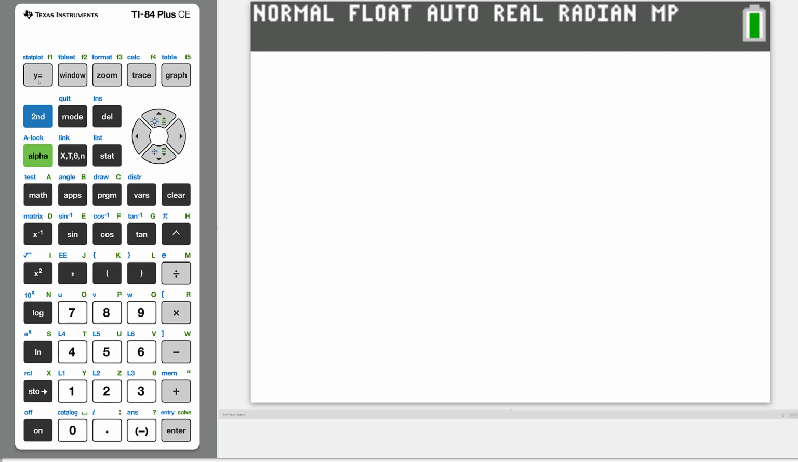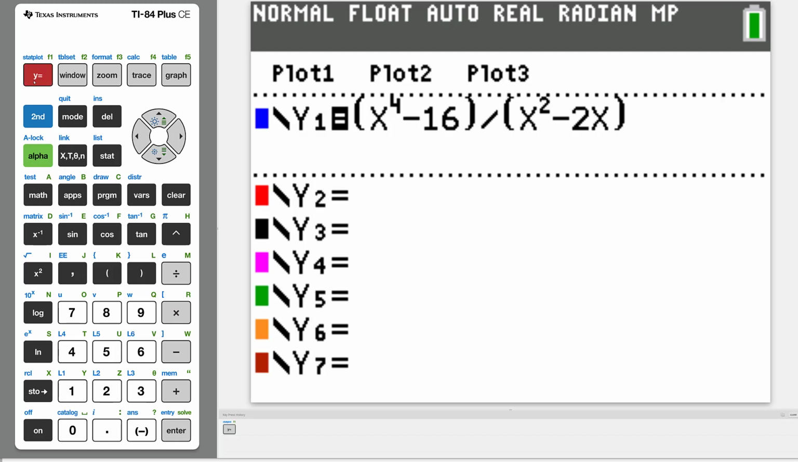I think I took the liberty of keying this in. Let me see. I did. And I keyed it in the unreduced form. It doesn't really matter what form you key it in. Whatever seems good to you is fine.